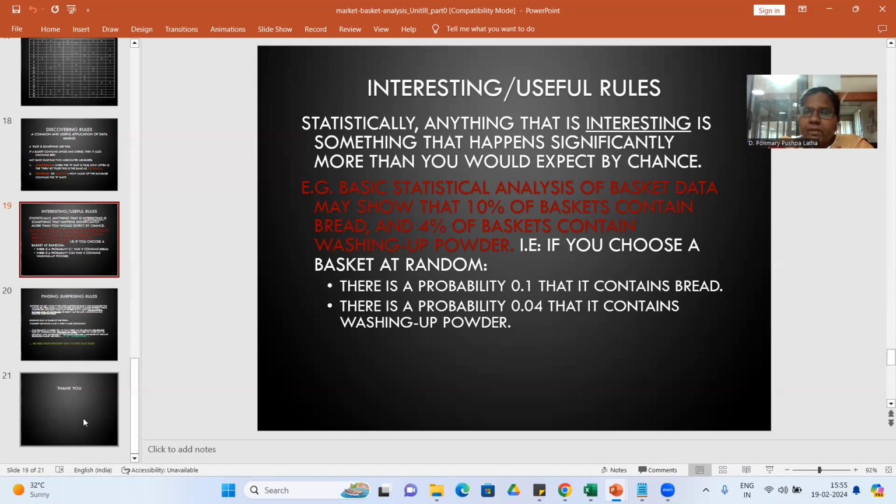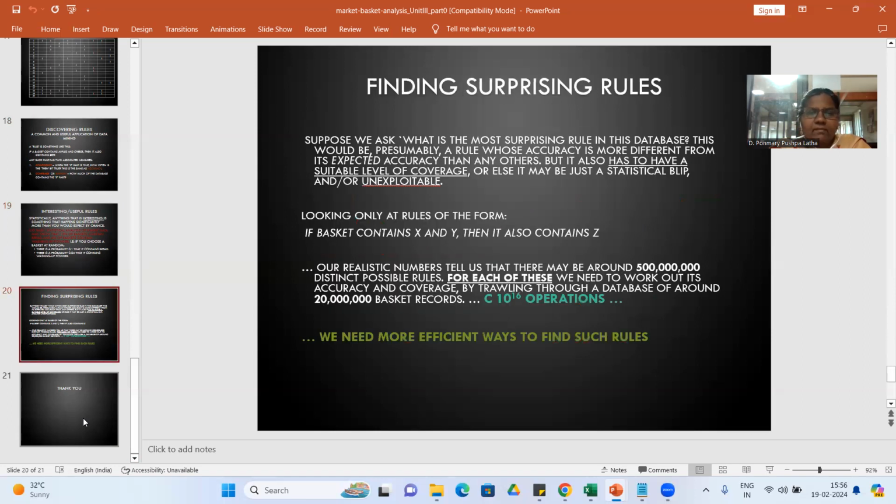So interesting. Something that is interesting happens significantly, so you would expect a change. Sometimes, if a particular item is very famous, everywhere people will use it, or every shop will have it. That is what makes interesting and useful rules. Kids like chocolate flavor jam, so I can say for this bread, this is suitable. So everyone will buy it everywhere.